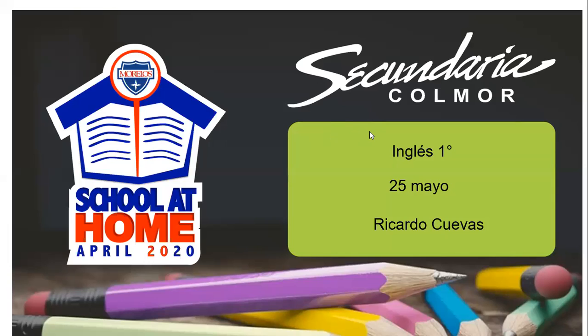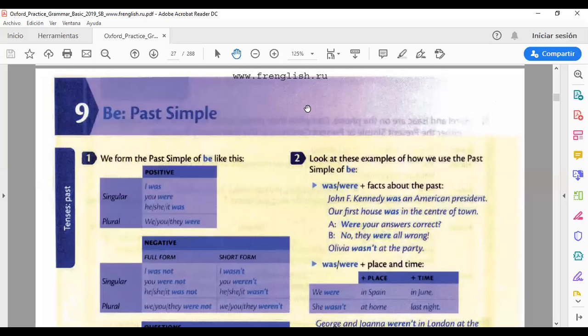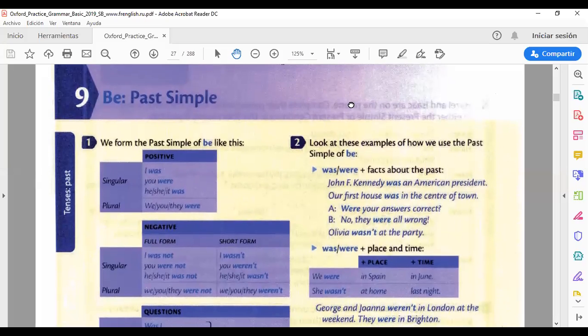Today we're going to work with a special book that I have, and let's begin. As you can see here in this first presentation, it says English for first grade. This is the video for May 25th, next Monday, because right now it's Wednesday 20th. Okay, so now let me switch the screen. And we're going to start working with this information right here.